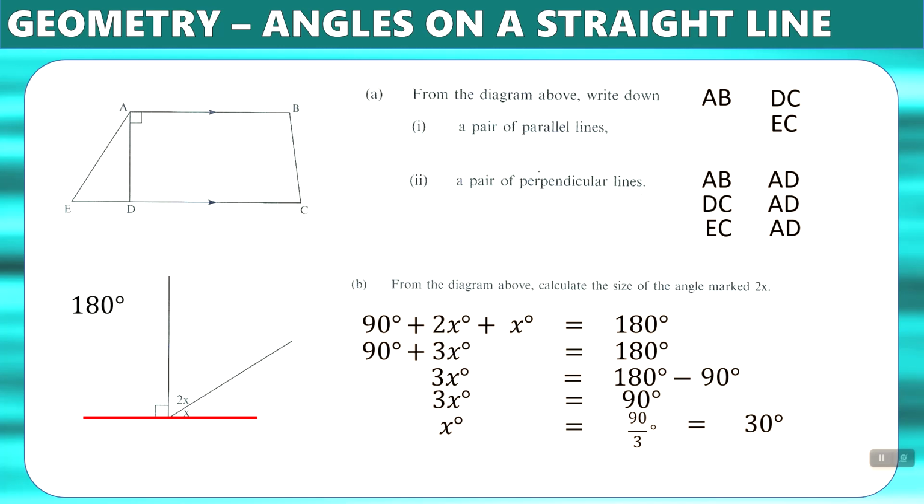But the question didn't ask us what x is, it asked us what 2x is. So if x is 30, 2x is 30 times 2, which is equal to 60 degrees. And we found the solution to our question.